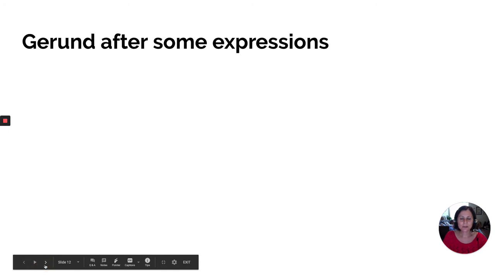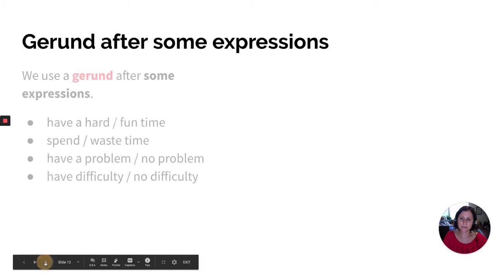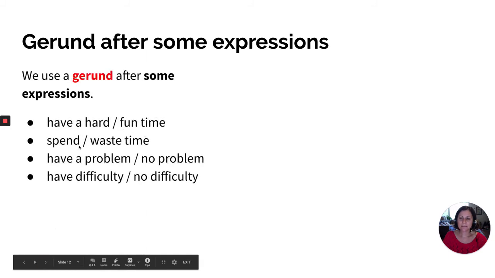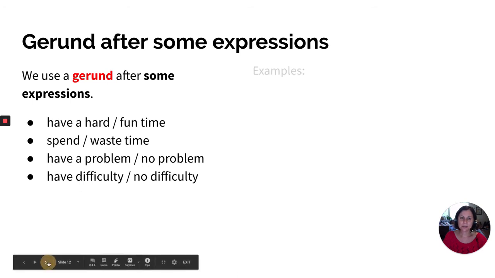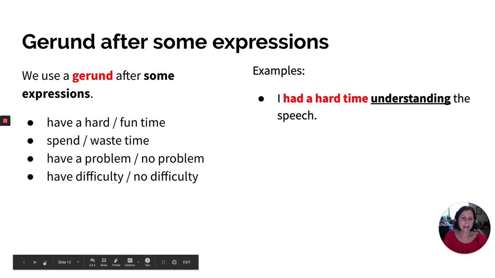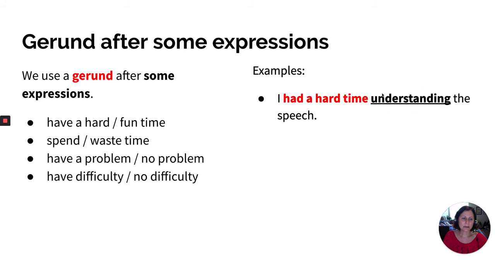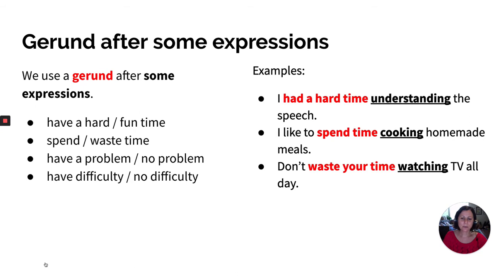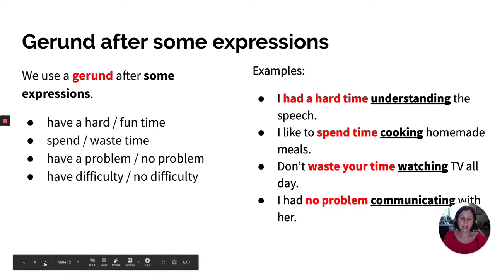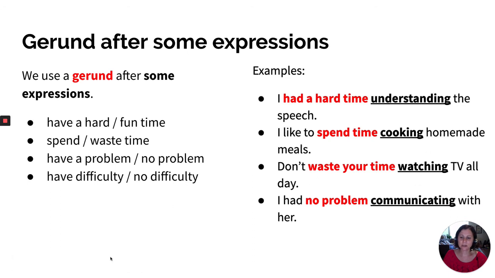Now, gerunds can also be used after some expressions, like have a hard or fun time, spend or waste time, have a problem, no problem, have difficulty, no difficulty. I had a hard time understanding the speech. So, as you can see, the gerund goes after this expression. I like to spend time cooking homemade meals. Don't waste your time watching TV all day. I had no problem communicating with her. So those are some examples of gerunds after these expressions.